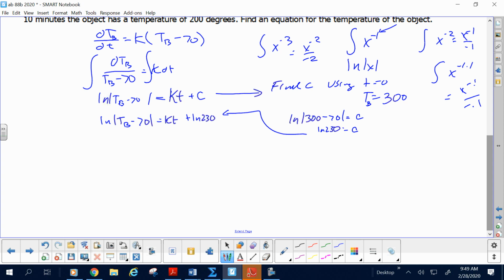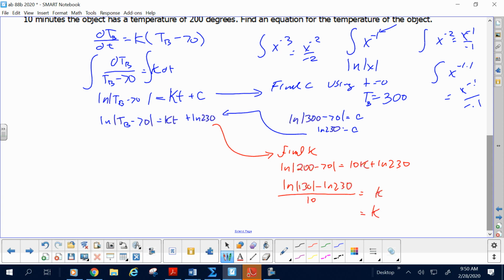Now, we're going to need to also find k. So now we're going to go off to the side and find k. What's another condition with which I can find k? 200 after 10. So the natural log of 200 minus 70 equals 10k plus log of 230. So this would be log of 130 minus log of 230, all divided by 10, right? So in its simplest possible form, k is, use the log rules for me.